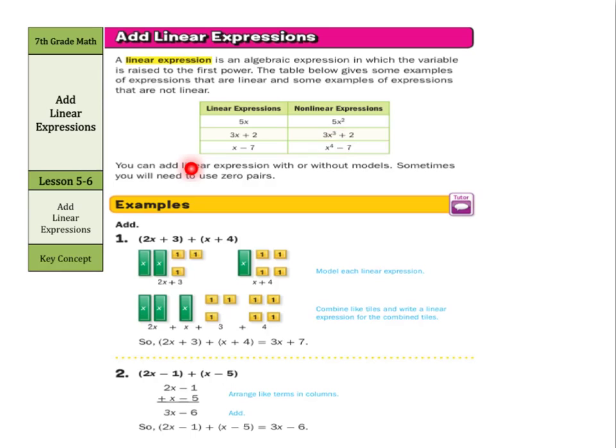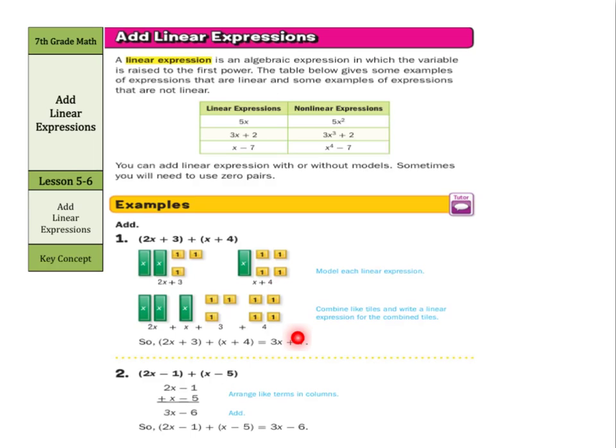Now we can add linear expressions with or without models, and sometimes you'll need to use what's called zero pairs as we cancel some things out. Our first example takes a look at how we would use algebra tiles or models. We have our 2x's here and our 1, 2, 3 there, our single x and our 1, 2, 3, 4 there. If you combine the like tiles or regroup them, so you have the 2x's here and then the 1x here, and the 3 1s and the 4 1s, 2x plus 1x became 3x, and 3 plus 4 became 7.